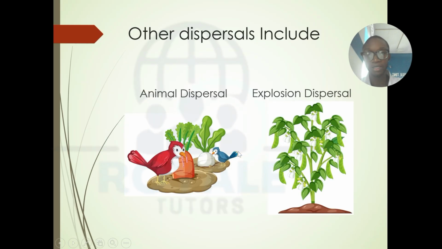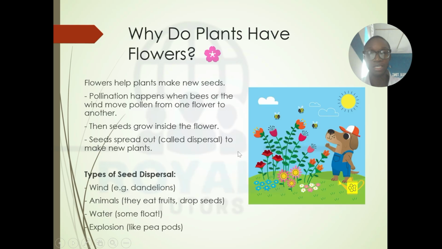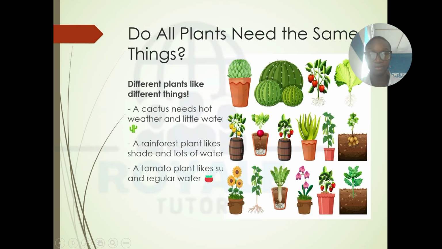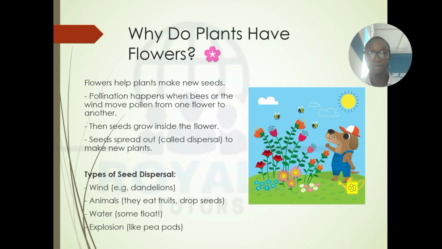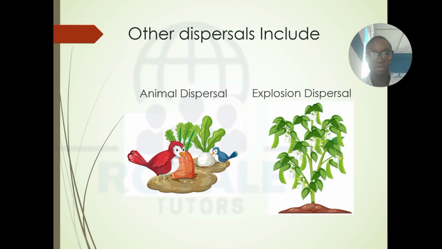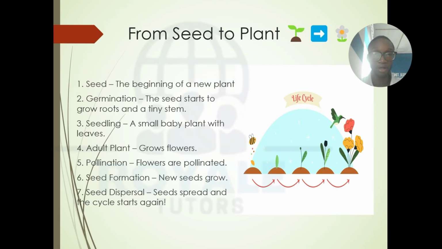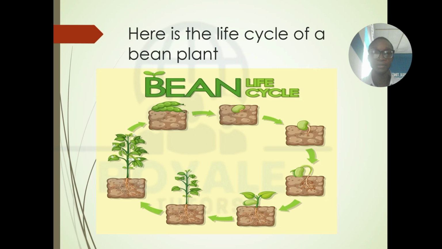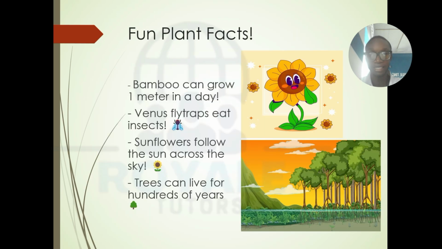So, why are flowers important? Flowers are important because that's how we make our seeds. We spoke about pollination. Pollination, where the bees will move pollens from one flower to the other flower, and the seeds grow inside the flower, and the seeds spread out maybe by bees, wind, animals. They could just pop out all on their own. And we see the cycle, and it goes again and again and again.